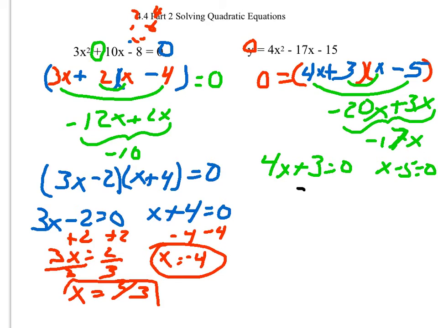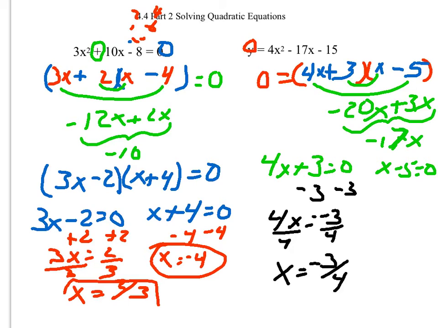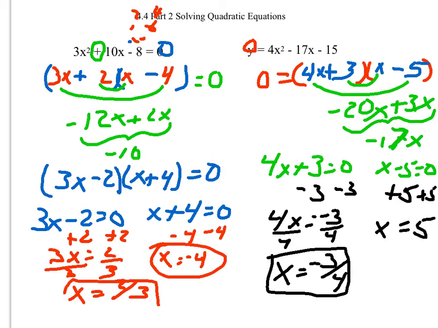So here we can subtract the 3. So 4x equals negative 3. Divide by 4. So x equals negative 3/4. And the other one is one step and it's finished. So x equals 5.